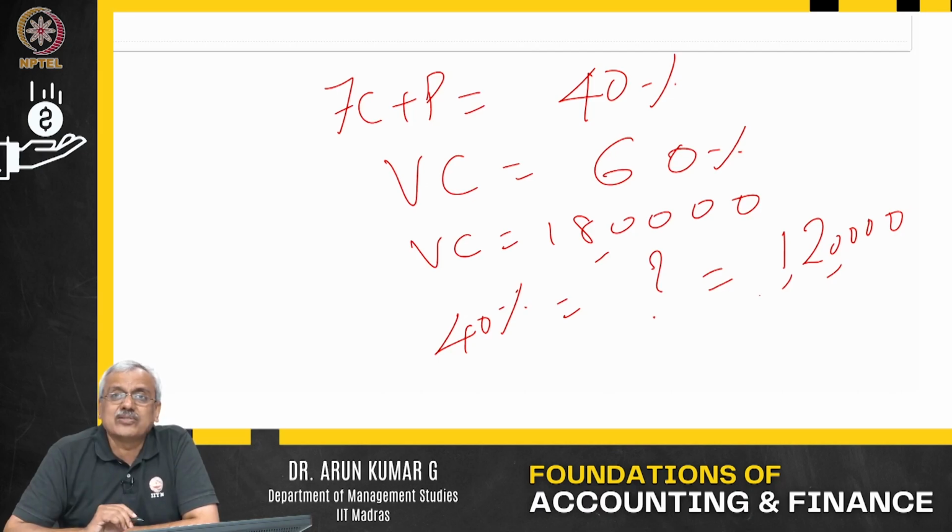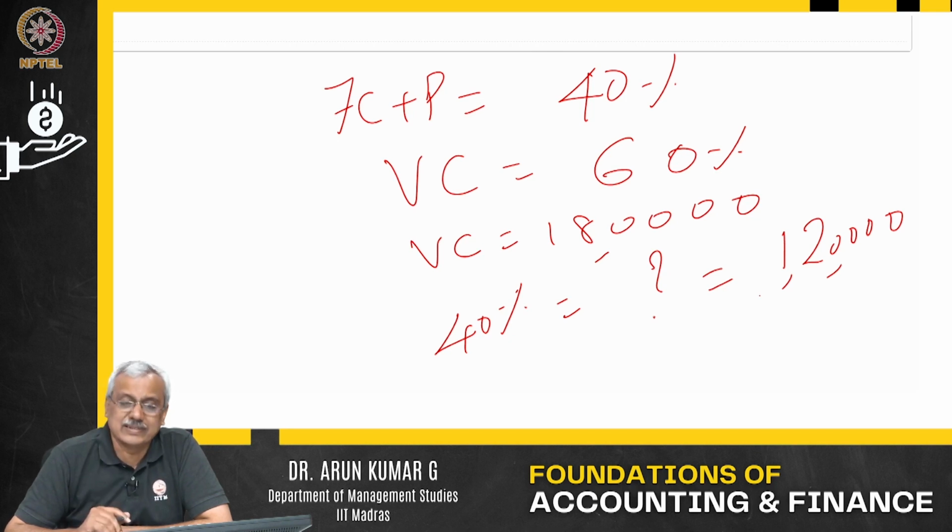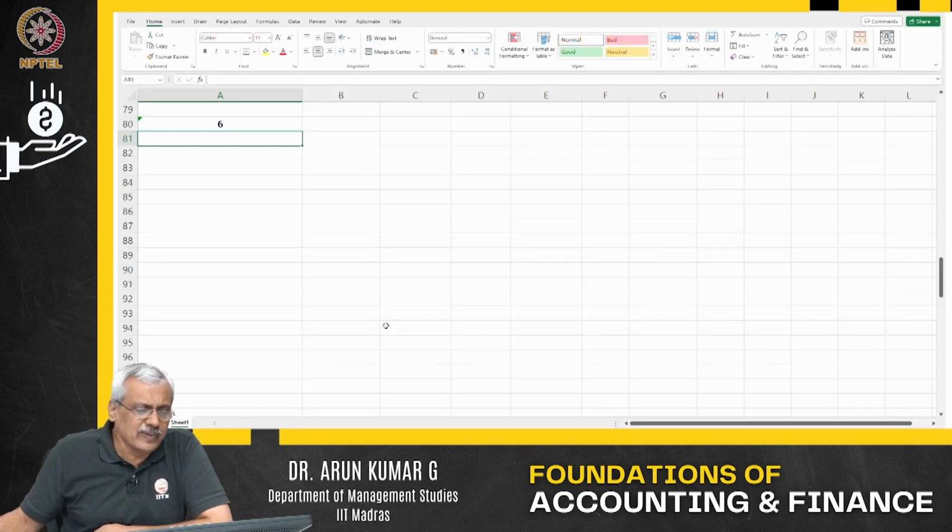60% is 1,80,000. That means 60% is the cost, 40% is the contribution margin. If 60% of it is 1,80,000, calculate that. What is the 40% of it? 1,20,000. You can basically calculate that. So, how do we get this? Very simple, sir. Very simple.